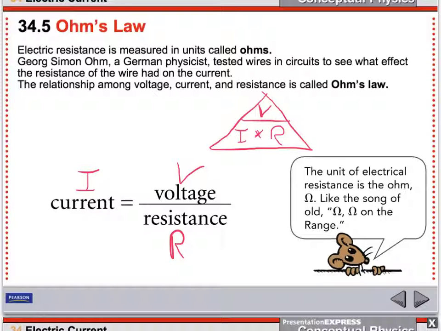If you're not comfortable with that method, don't use it. But you need to understand that Ohm's law is the relationship between current, voltage, and resistance, and it is stated right here.